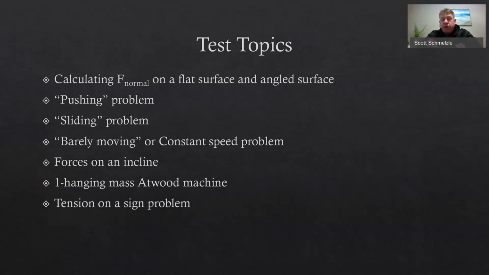You're going to do a sliding problem. Remember, that does not have applied force, right? So in that case, our F net equals our force of friction, or negative force of friction, sorry. A barely moving or constant speed problem. So when we talk about a barely moving or going at a constant velocity, that means we're going to have no unbalanced force. So our applied equals our force of friction, right?